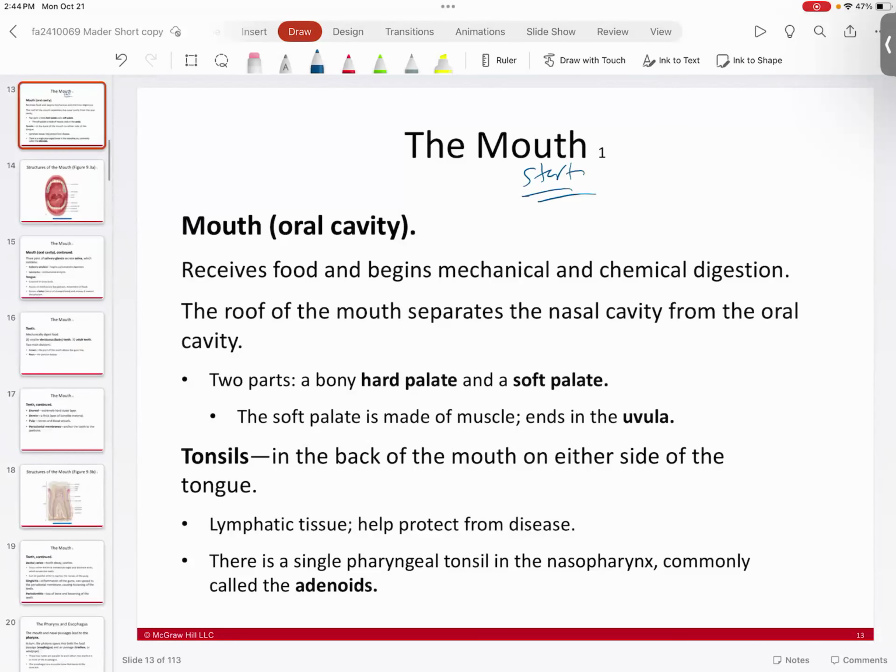So what we'll do is we'll start with the mouth and start working our way through the GI tract. And we'll start doing that next time.